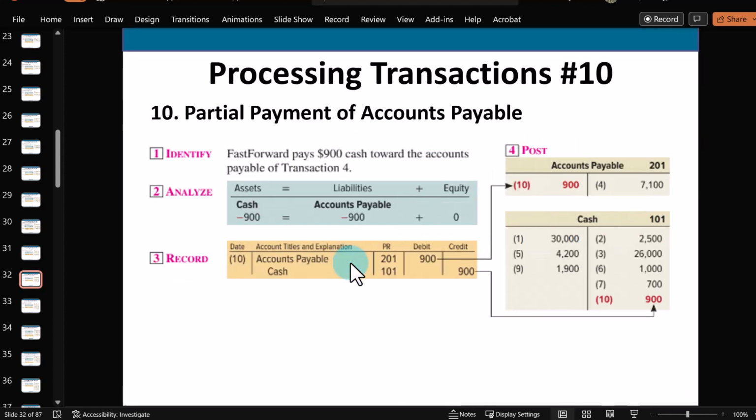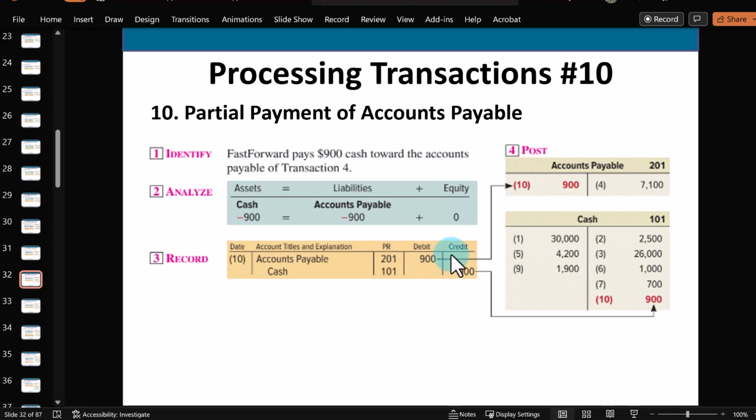Transaction 10. Here we're going to pay off part of our accounts payable liability. This was way back in transaction 4. I guess we're paying off the whole thing. This was for supplies. And now here's the money going out, cash credit. But the debit is not to supplies because that would be double counting the supply asset. We don't owe this liability anymore.